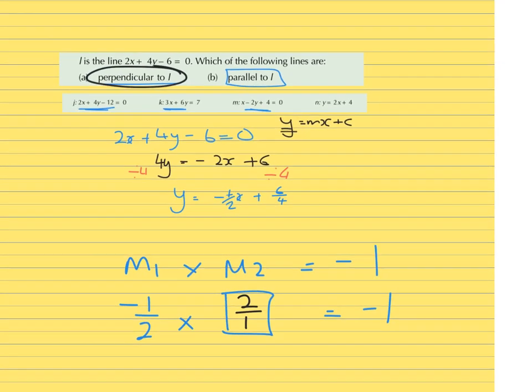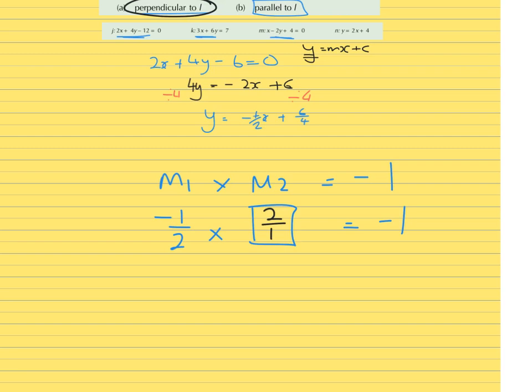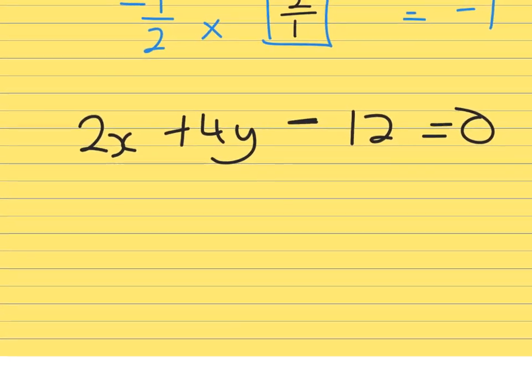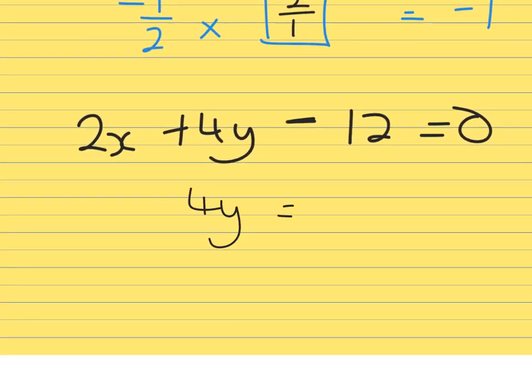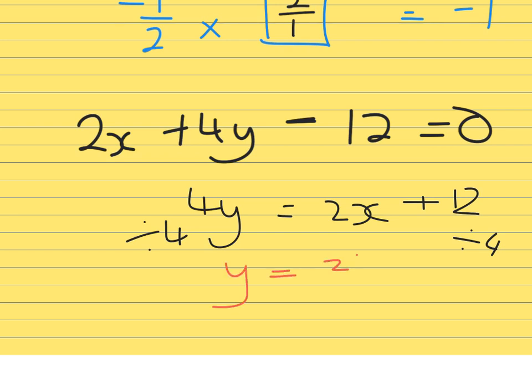So let's start off with J. It is 2x plus 4y minus 12 equals 0. And we're going to get it in the form y is equal to mx plus c. So it's going to be 4y equals 2x plus 12. And then we're going to divide everything by 4. Now hopefully you're sticking with me and I'm not going too fast for you here. If I am, just tell me tomorrow. So it's going to be y is equal to 2 over 4x plus 12 divided by 4, which is going to be 3. So y is equal to a half x plus 3.